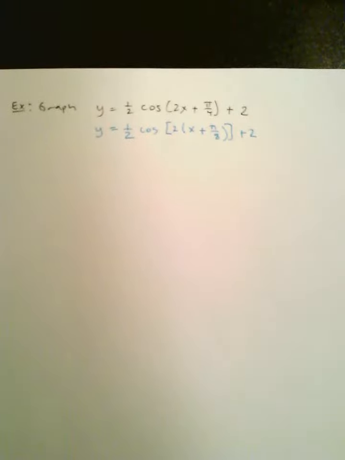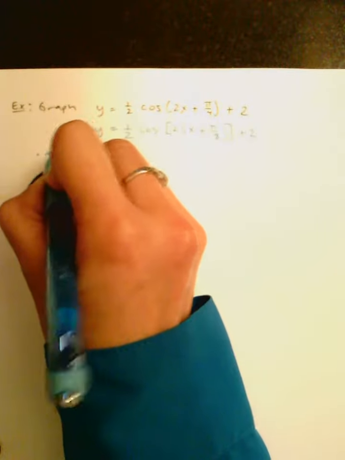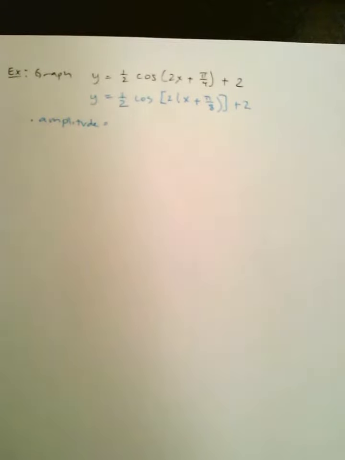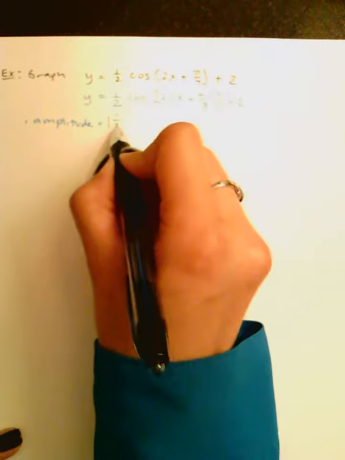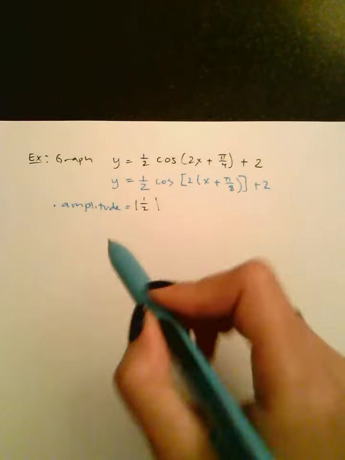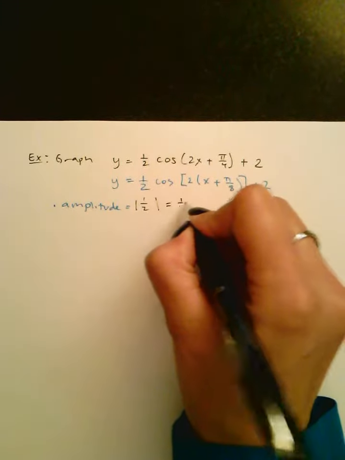So we're going to go ahead, so y equals 1/2 of cosine of 2 times x plus pi over 8, and then plus 2. Let's go ahead and find the amplitude now. So the amplitude is equal to the absolute value of 1/2. So it's the absolute value of the number that we have in the front. Alright, so again, amplitude is equal to the absolute value of 1/2. This is equal to 1/2.